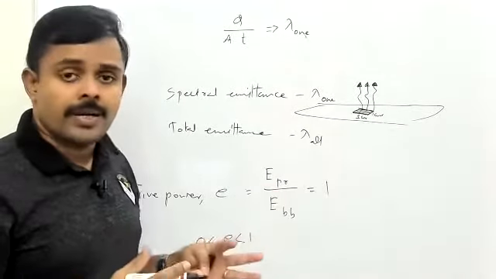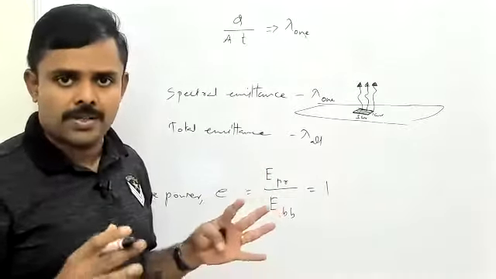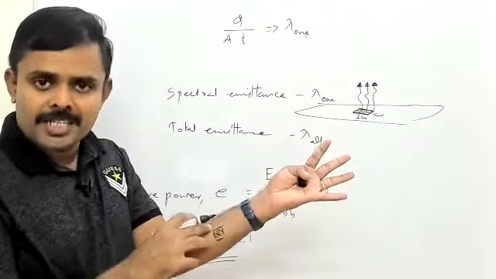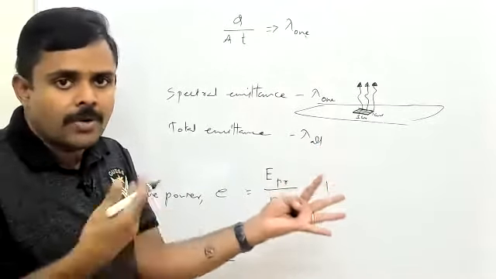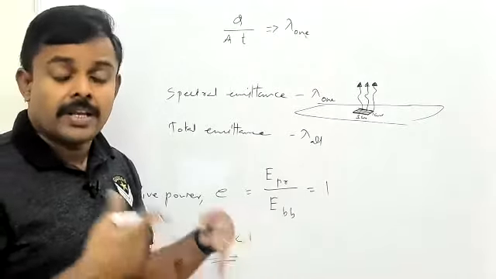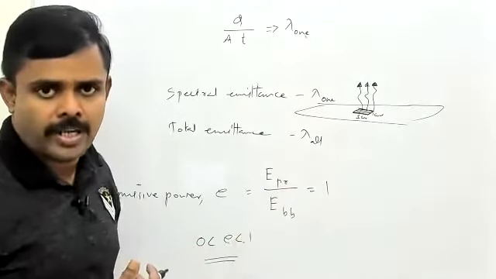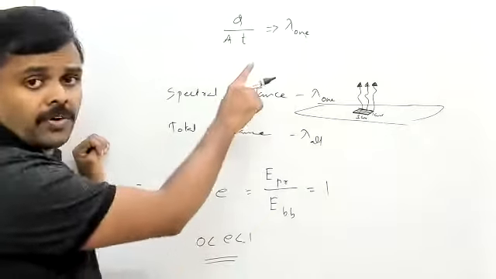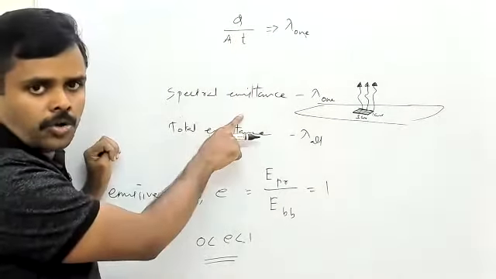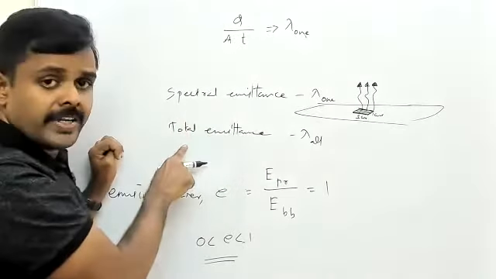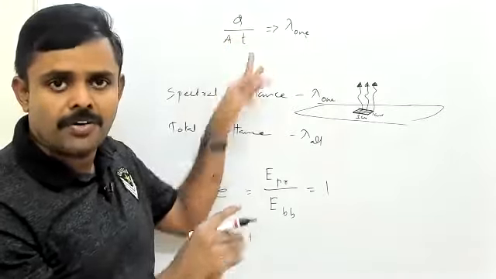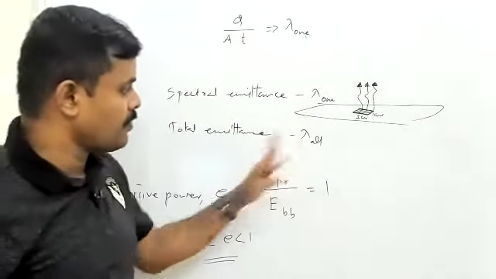If I take the energy emitted per area per second for all wavelengths, my body emits different types of radiations, different wavelengths, right? So if you take it for one wavelength, that is Q by AT, called spectral emittance or monochromatic emittance. Similarly, total emittance is nothing but energy radiated per area per second for all wavelengths.